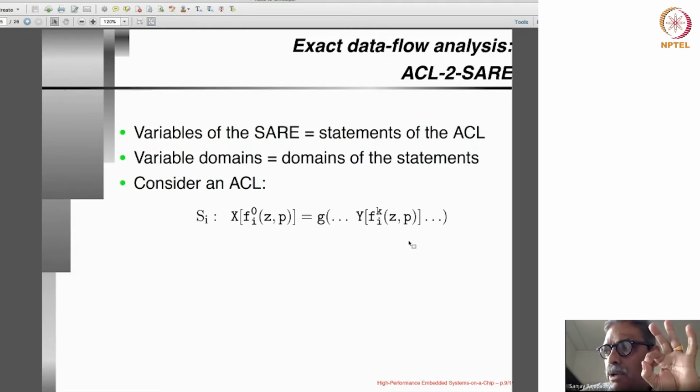And we are only looking at statements which fit the polyhedral model, which means that they consist of statements where the left-hand side consists of a write to some array or tensor variable, multidimensional array or a tensor variable, okay? So X is the name of that variable. The index point that is being written to is some function of the loop indices and the program parameters. And that function must be a linear function. Otherwise, this whole machinery goes away. Okay?